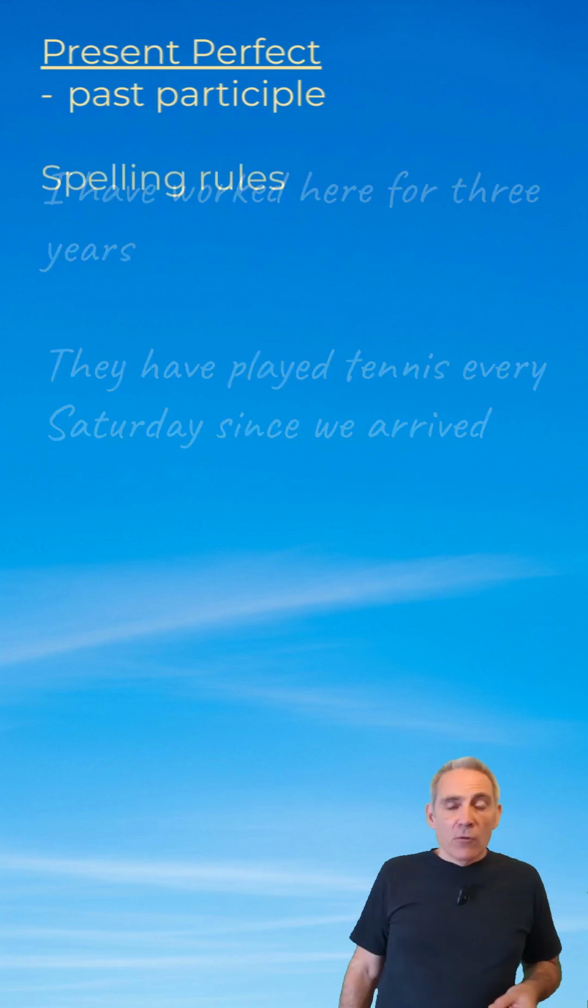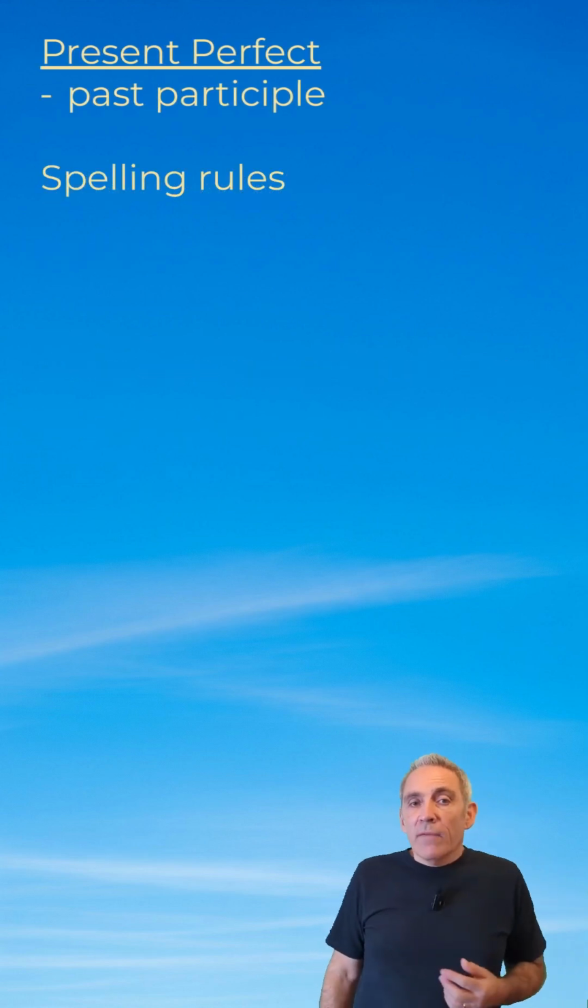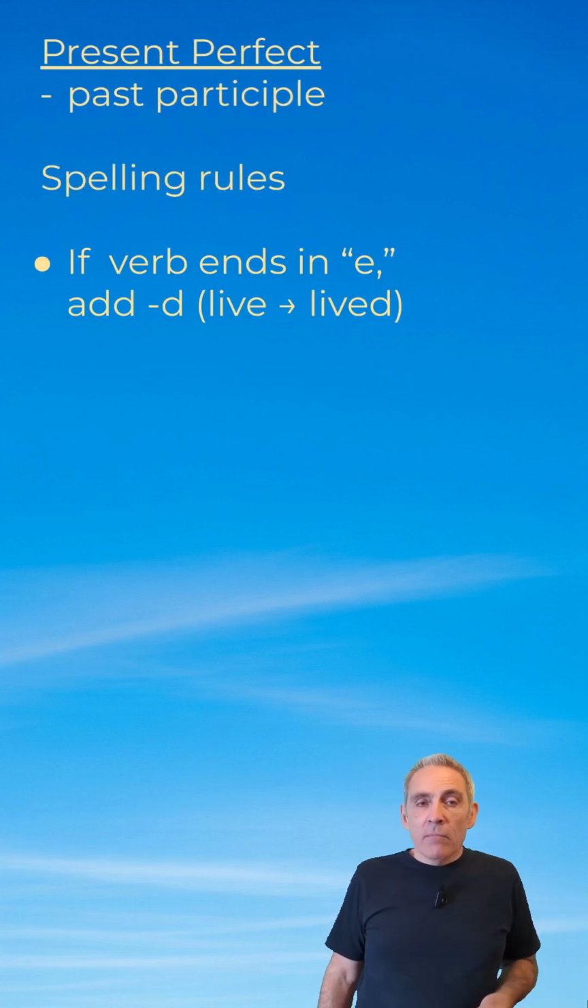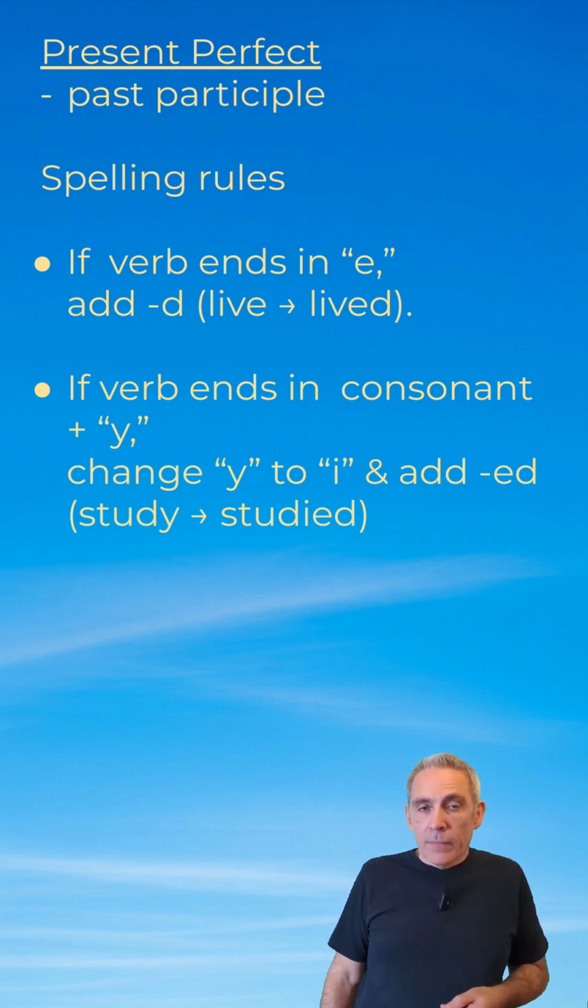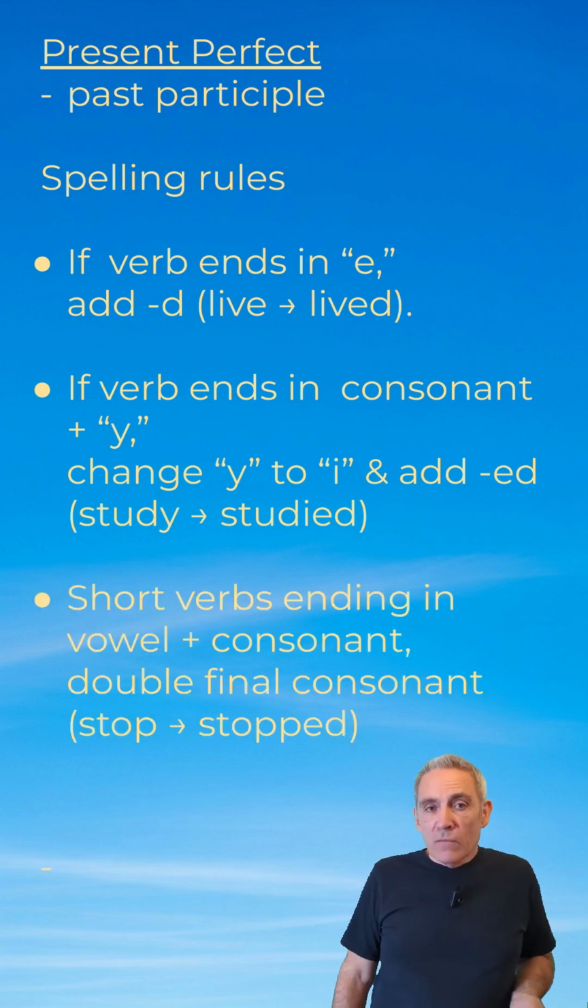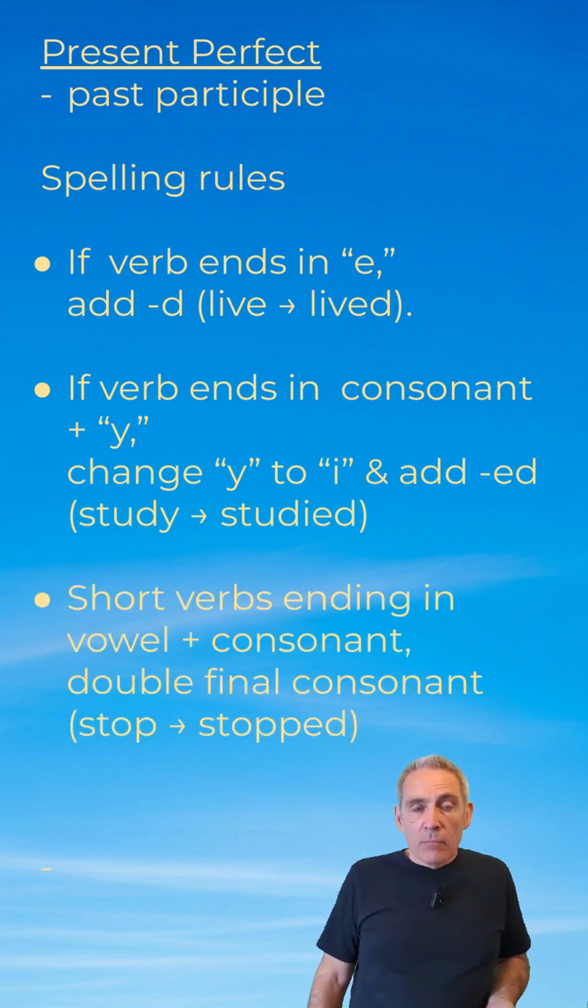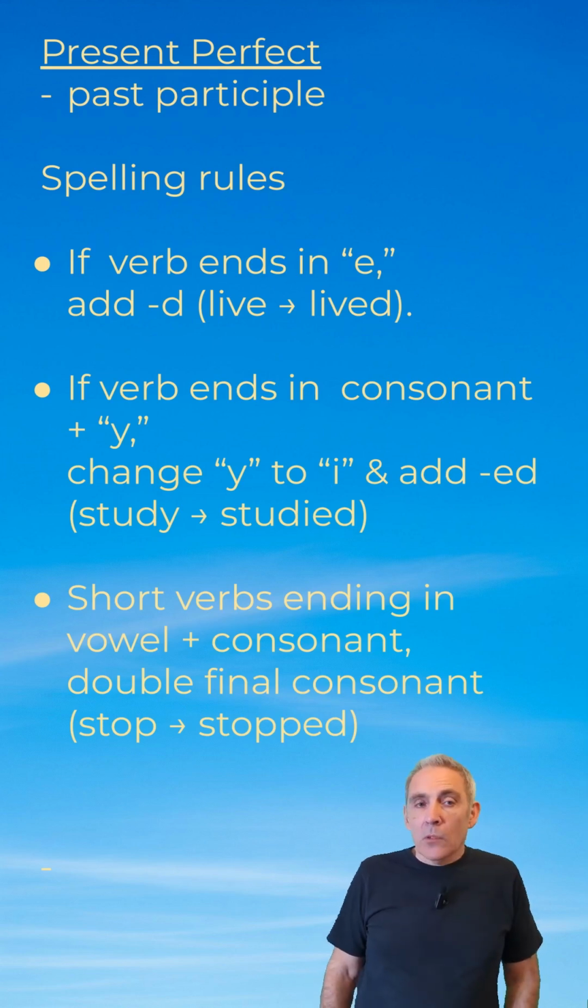There are some spelling rules for regular verbs. If the verb ends in an E, just add D. Live, lived. If the verb ends in a consonant plus Y, change the Y to I and add ed. Study, studied. For short verbs ending in a vowel plus a consonant, double the final consonant. Stop, stopped.